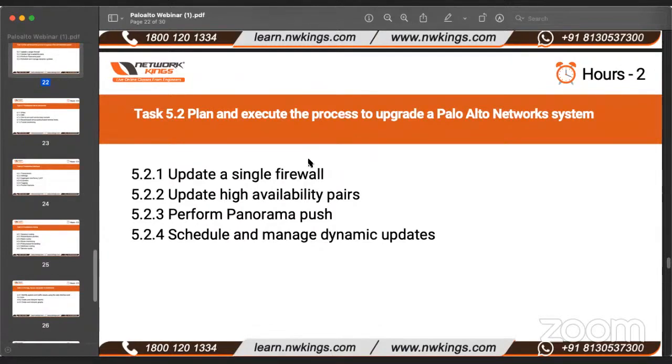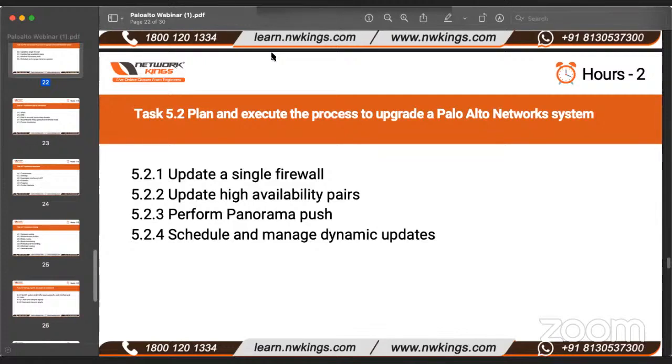Okay. And one more thing about the theory part, you are talking about Panorama. Is it like SmartConsole in Check Point? Is it similar to that? Pretty much, I would say.